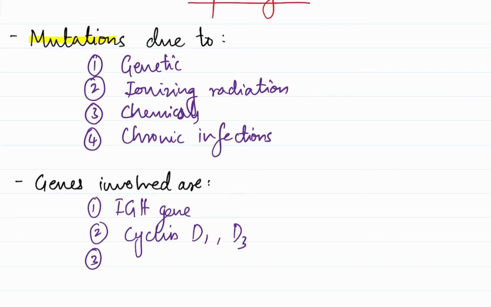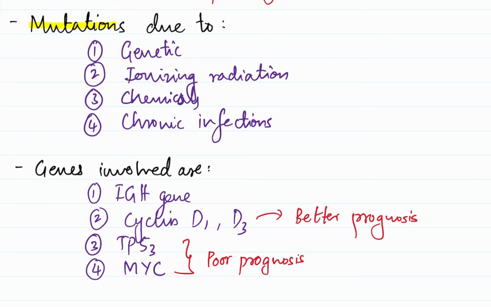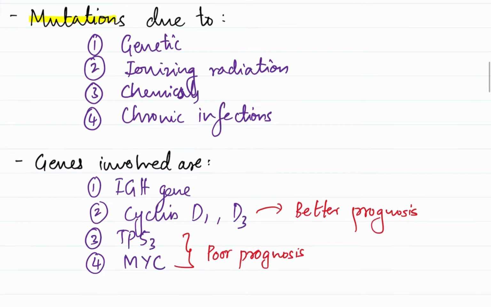Then there is the TP53 gene, the tumor suppressor gene. We know about it. And we have the MYC gene. Now these two genes, that is TP53 and MYC, if they are involved, there is a poor prognosis. Whereas if cyclins are involved, the prognosis is better. So this indicates a better prognosis. These are a few genes which are involved. Basically mutations in these mean the B cell will survive or evade apoptosis. So they will develop into plasma cells.